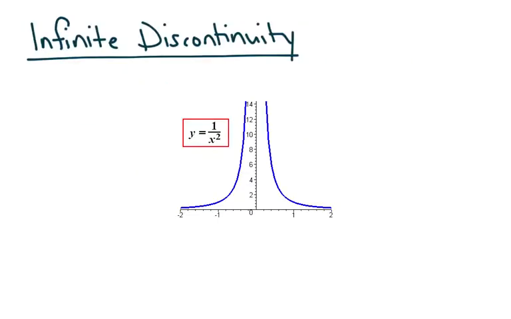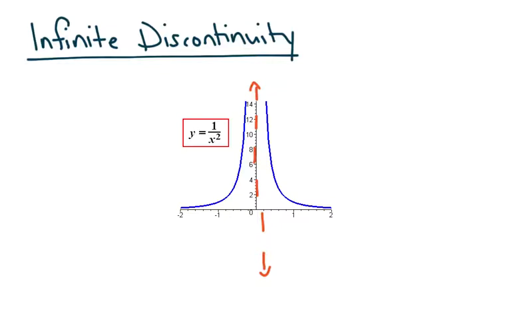The first type of discontinuity is called an infinite discontinuity. In Algebra 2, we talked about graphs with something called an asymptote. Sometimes a graph gets closer and closer to a vertical or a horizontal line, but it never really touches or crosses that line. There is an asymptote in the equation of y equals 1 over x squared at x equals 0. That means there's a vertical line here that the graph never touches or crosses.